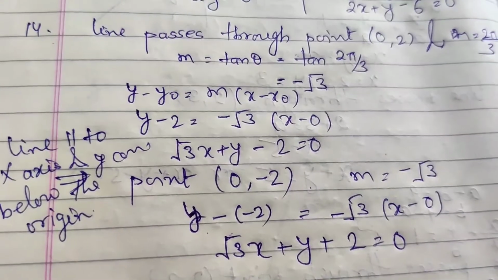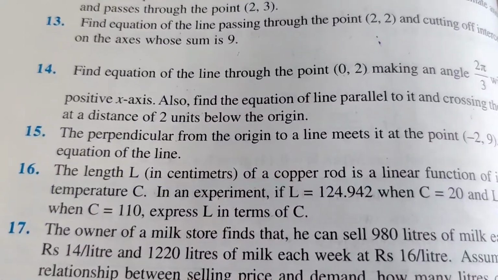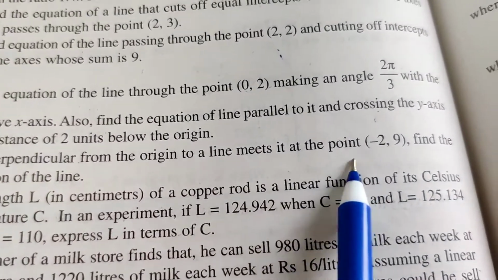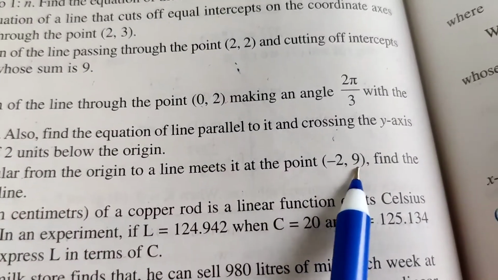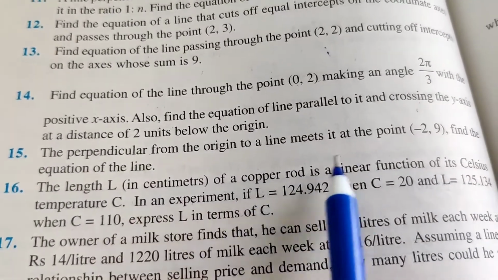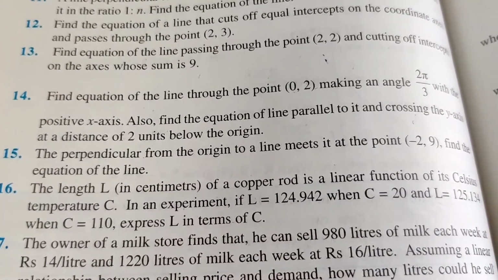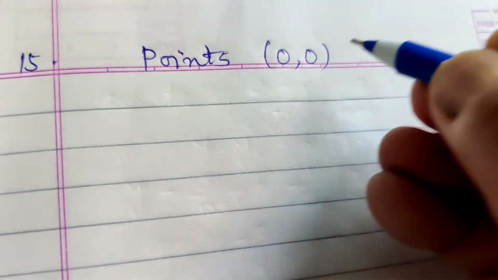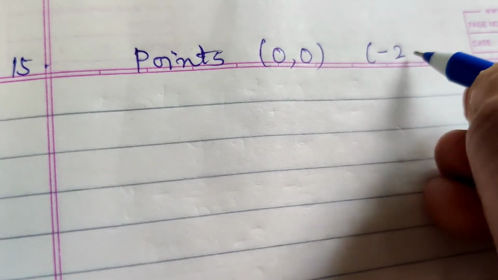Question number 15. The perpendicular from the origin to a line meets it at the point (minus 2, 9). Find the equation of the line. The points given are (0, 0), the origin, and the second point (minus 2, 9).